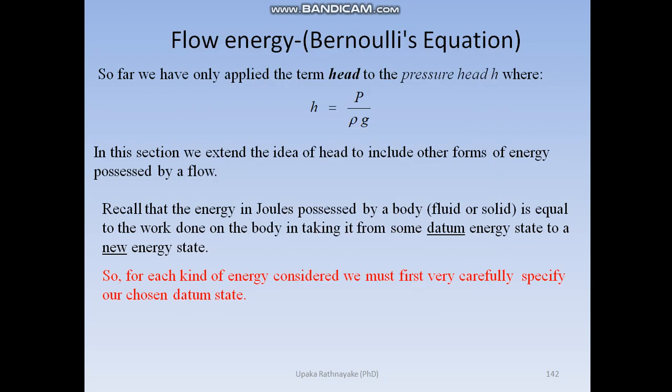Now we are moving to identify the energy components in the energy equation. Let us recall our energy conservation equation. Total energy at cross section 1 is equal to total energy at cross section 2 plus major losses plus minor losses for a control volume.